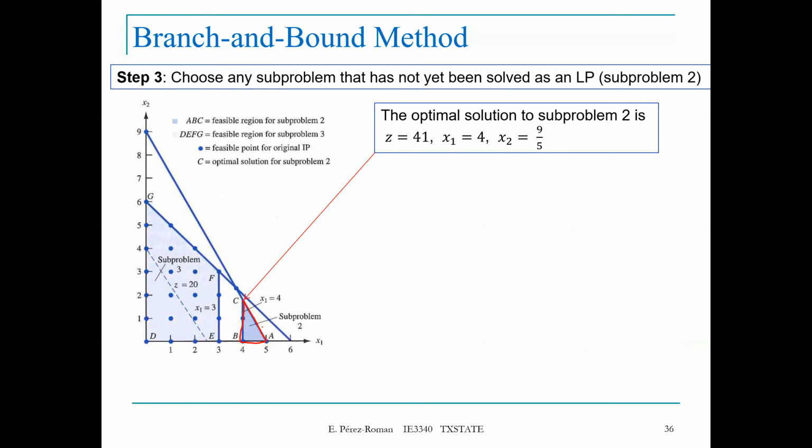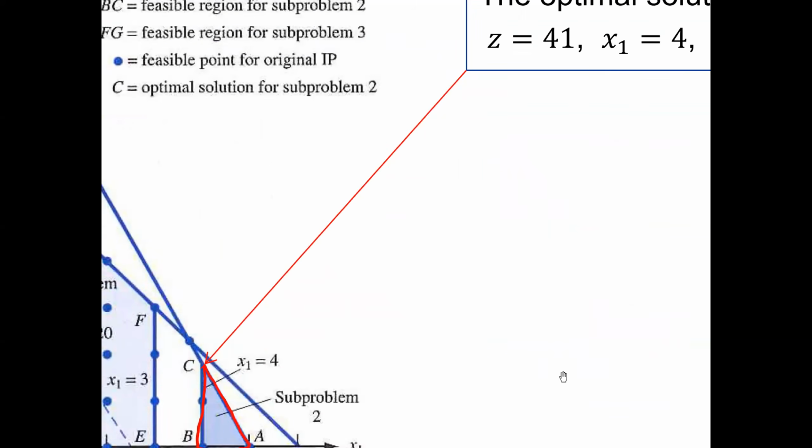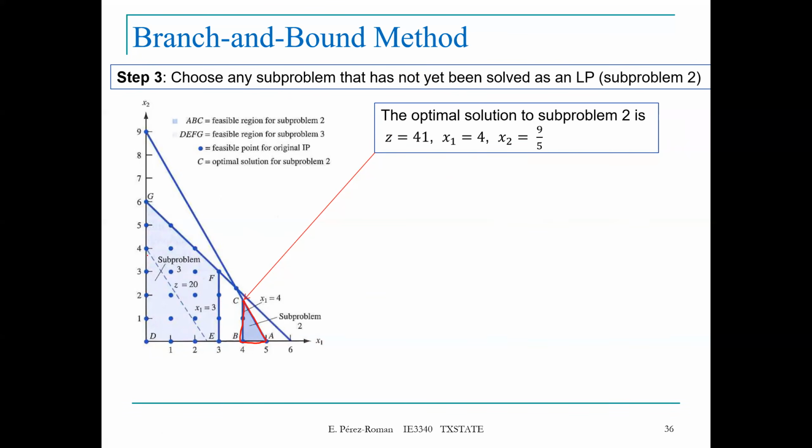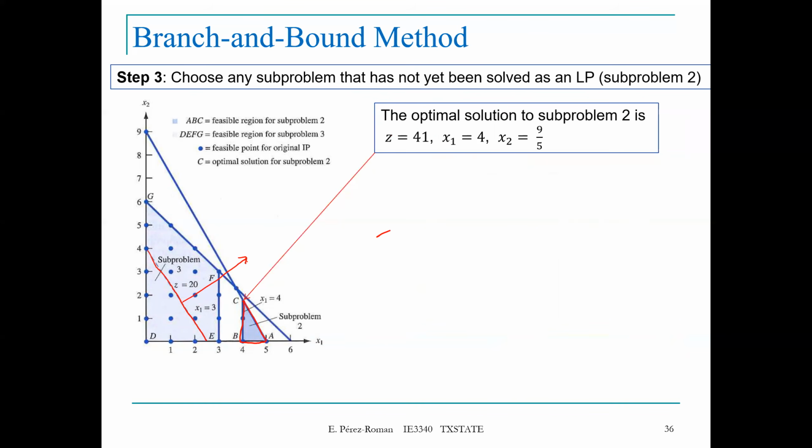And if we use the isoprofit line to determine the optimal solution for this subproblem, if you move this line in this direction, the last point that is going to be touched by the isoprofit line is going to be this point C. So the optimal solution to subproblem number 2 is z equals 41 with x1 equals 4 and x2 equals 9/5.